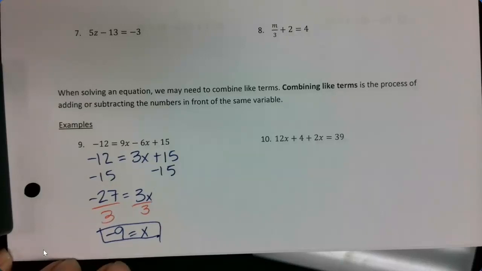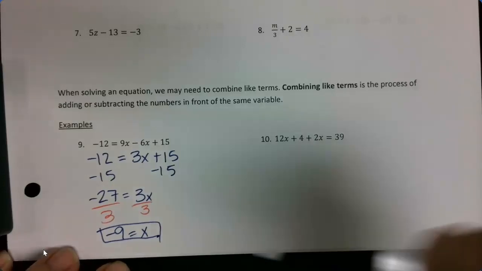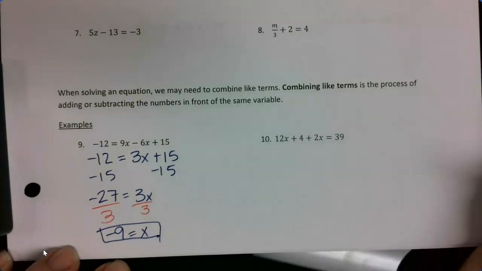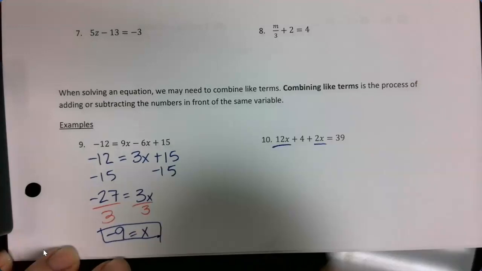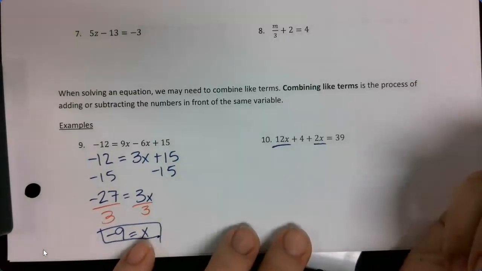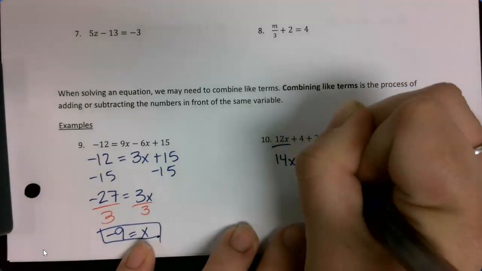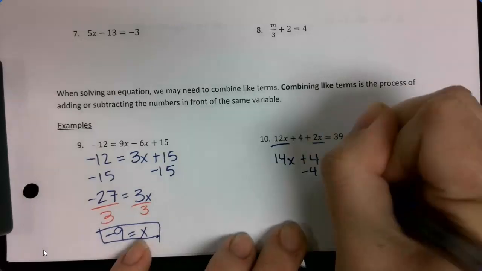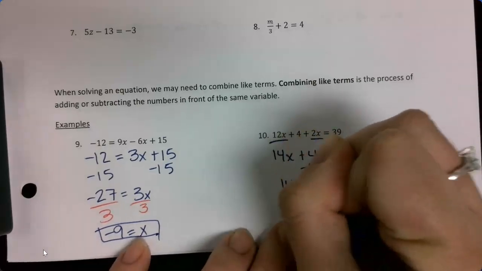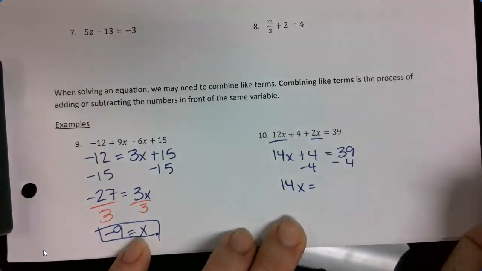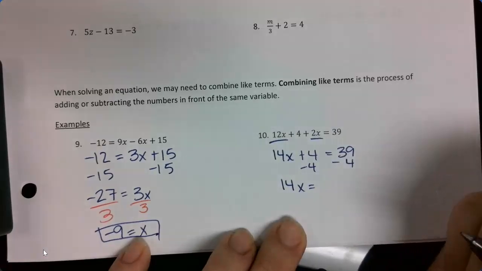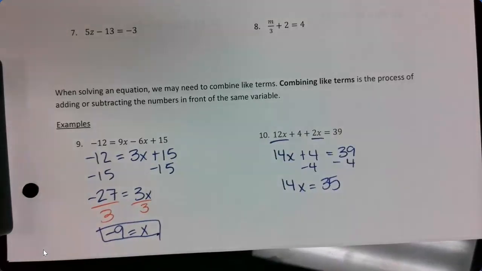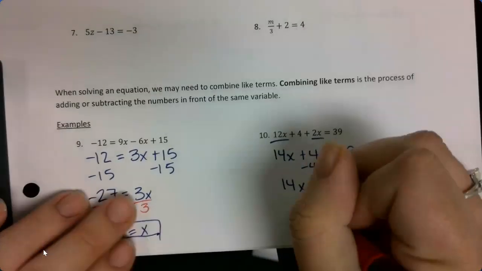Okay, on number 10, what do I want to do first? Yep, so combine the 12x and the 2x, which gives me 14x. Then subtracting 4. But then what do I want to do next? Divide by 14 on both sides.